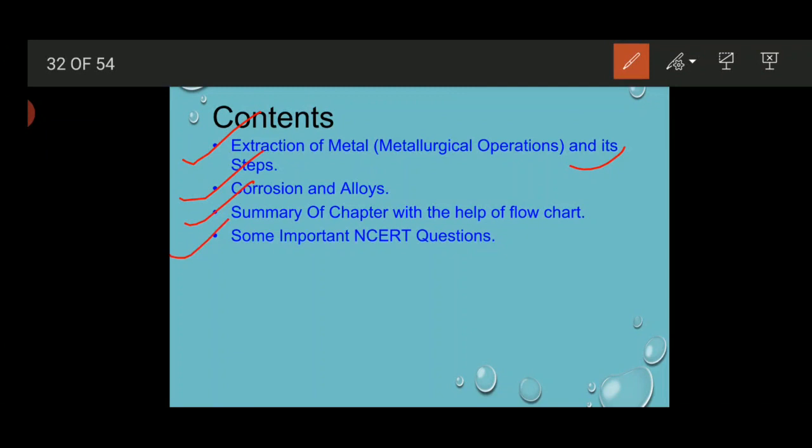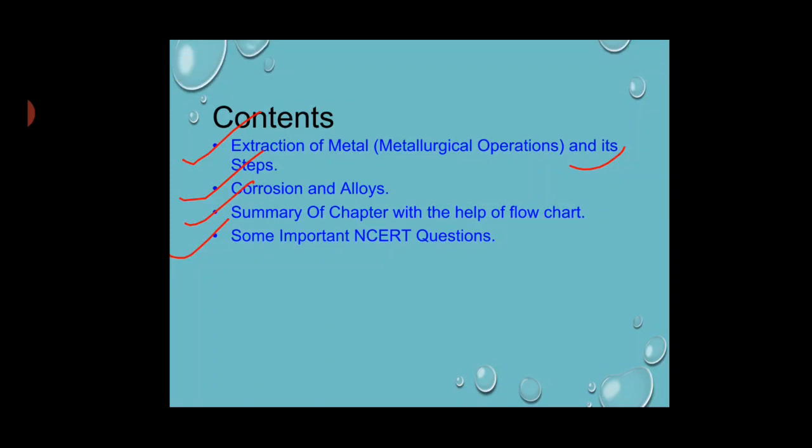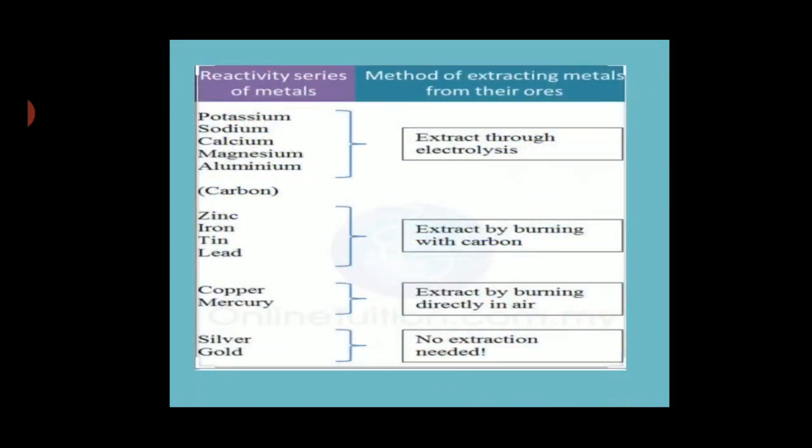Before starting all the steps, let's see the reactivity series. As we all know, all the metals are categorized into three categories: highly reactive metals, mild reactive metals, and least reactive metals. If you see this reactivity series, you will understand which elements come in the category of highly reactive metals, which metals come in the category of mild reactive metals, and which come in the category of least reactive metals.